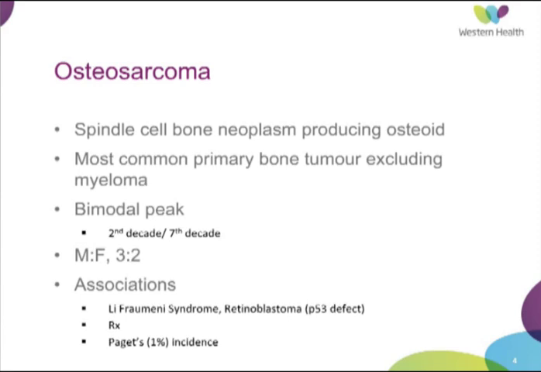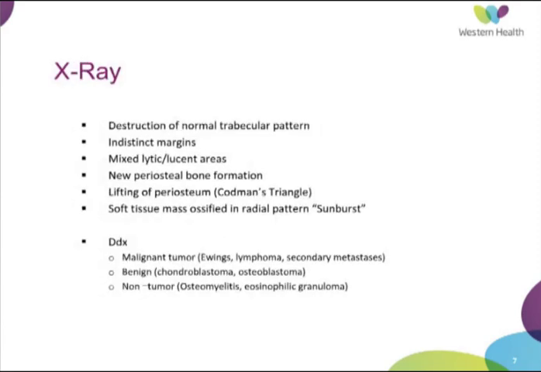So X-ray findings consist of destruction of the normal trabecular pattern, indistinct margins, mixed lytic and lucent areas, new periosteal bone formation, the lifting of periosteum, and the soft tissue ossification. Differential diagnosis at this stage should be other malignant tumours, benign tumours, and also non-tumour pathology such as osteomyelitis.